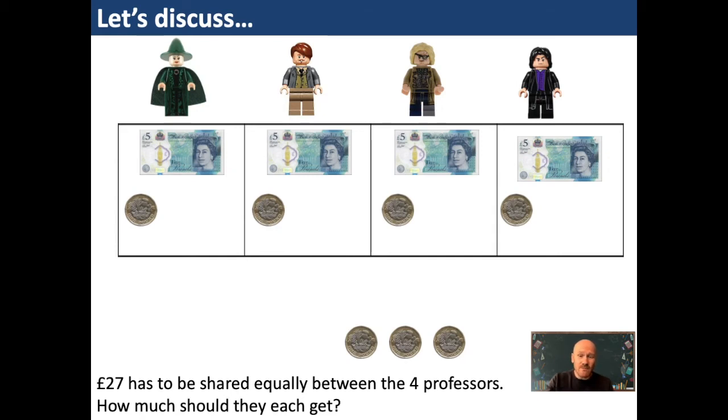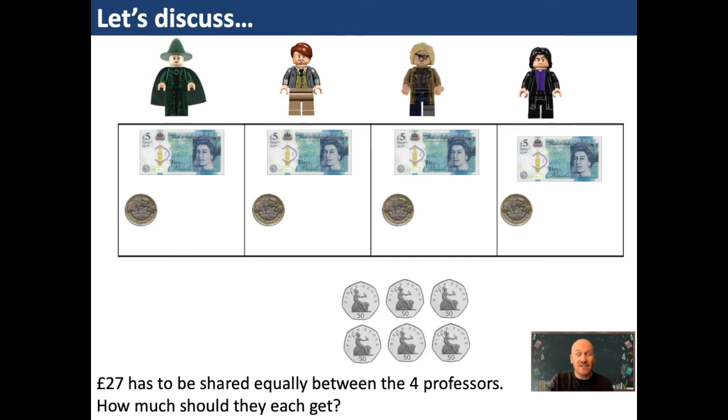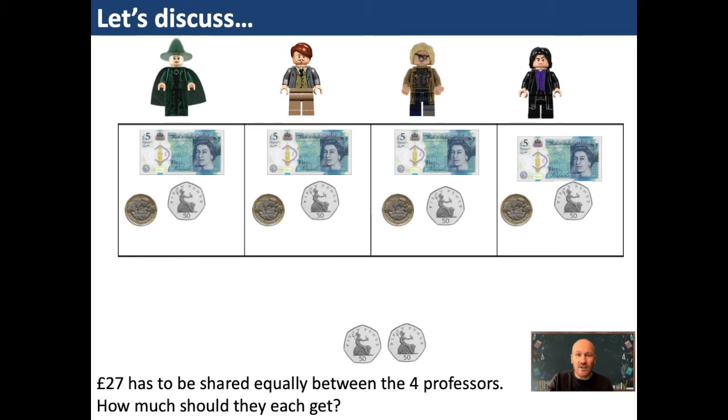Well, because it's money, we can get change. Let's get 50 pences for those £3. So now I've got 6 50 pences. So I've now got enough to give each of them 50 pence. And I'm left with £1.